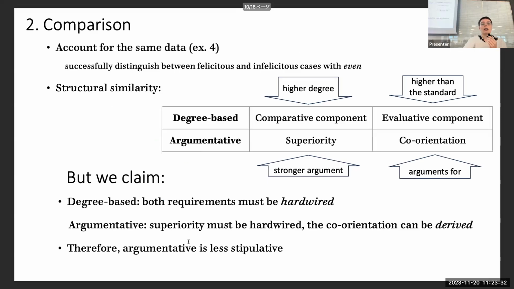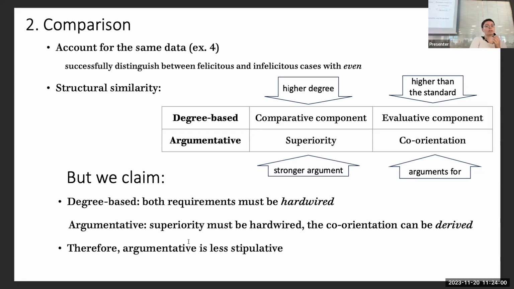Okay, so now we're going to move to the comparison of the two approaches. So first, as we saw on the example, both accounts capture the same data, and they do it successfully, and they distinguish between felicitous and infelicitous uses of even. And of course, I only showed you one example, but we believe that it extends to a bigger amount of data.